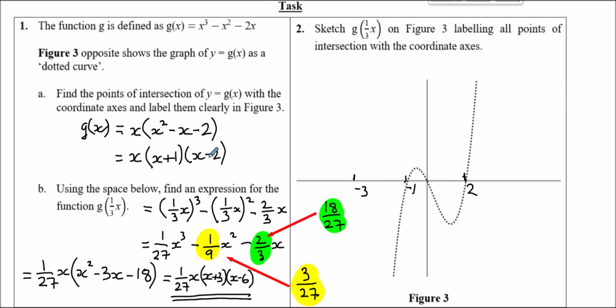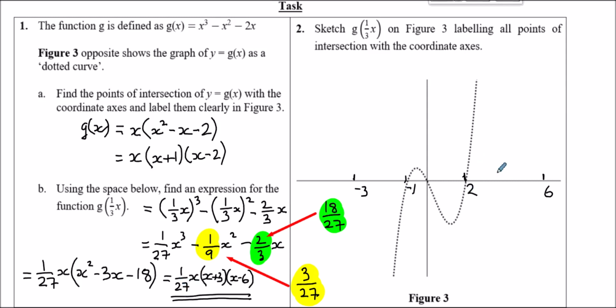And the root at 2 has now become a root at 6. So it looks like the roots have been multiplied by 3. So instead of 0, minus 1, 2, we have roots now at 0, minus 3 and 6. And so why is this minus 1/27th coming into play? Well, this is the beauty of it.